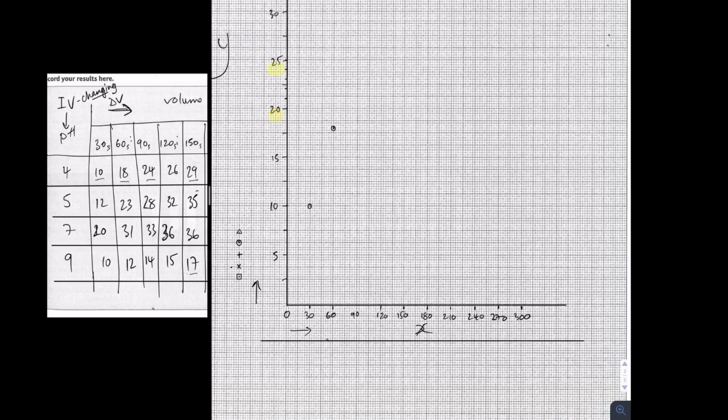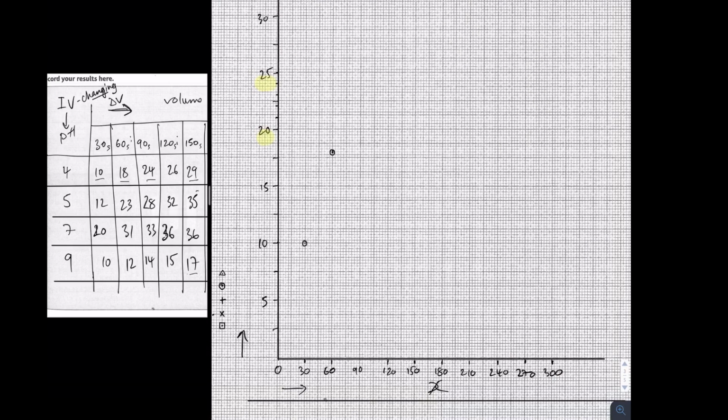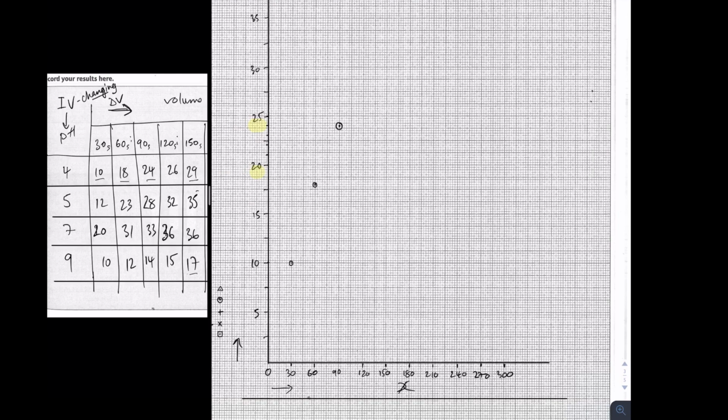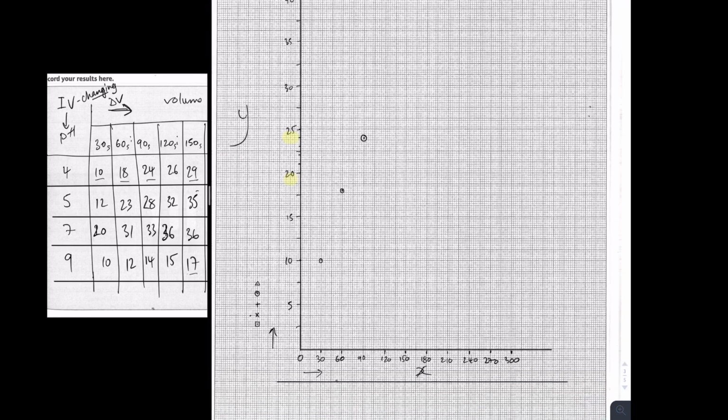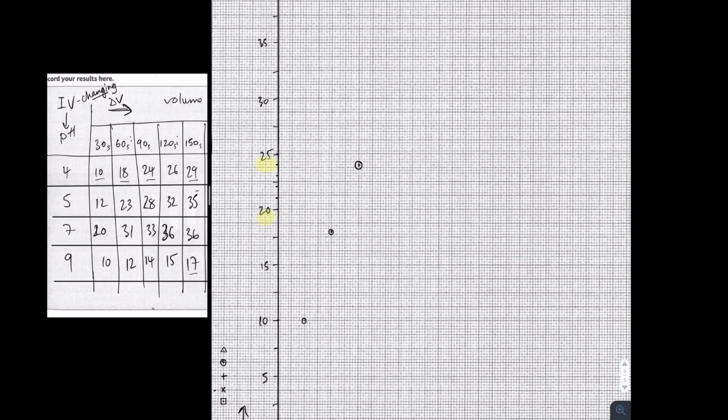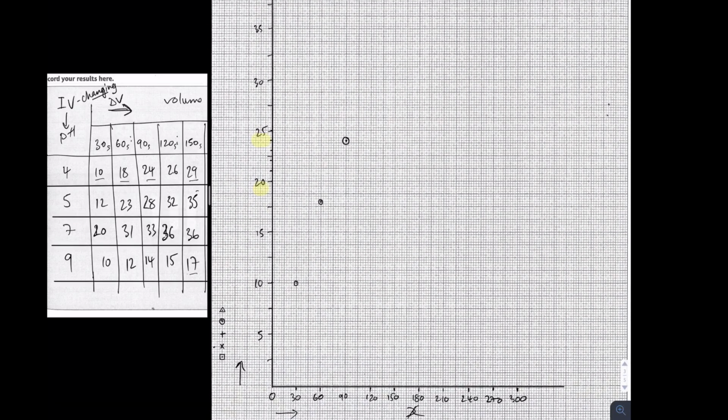Next, at 90 seconds, I've got 24. So that is there, one of the points that we indicated. Okay. And at 120 seconds, we had 26. So 25, and each 4 is 1, so that's my point.